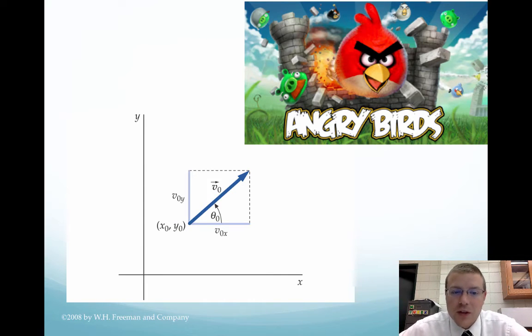Like we showed in Angry Birds, when you launch something at an angle, it has this initial horizontal piece. That's the initial velocity in the X. It also has this initial velocity in the Y. So as soon as you're given an initial velocity and an angle for projectile motion, the first thing I would do is break them into their X and Y pieces.